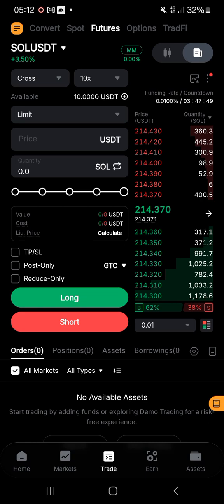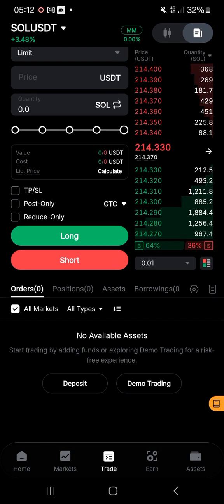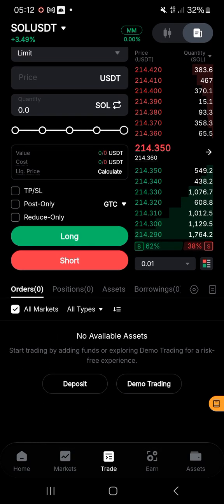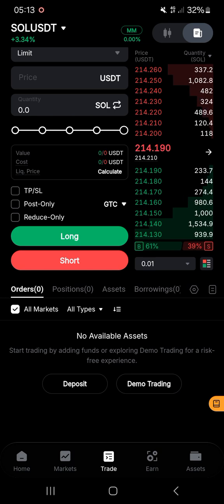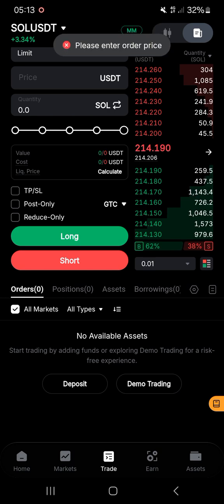Then the next thing, we are going to wait for a perfect time to enter, because right now it's currently above our expectation. Maybe we should wait for around 214, between 200 and 220. So guys, I think we'll be entering around this region. All right, so let me long it within this.